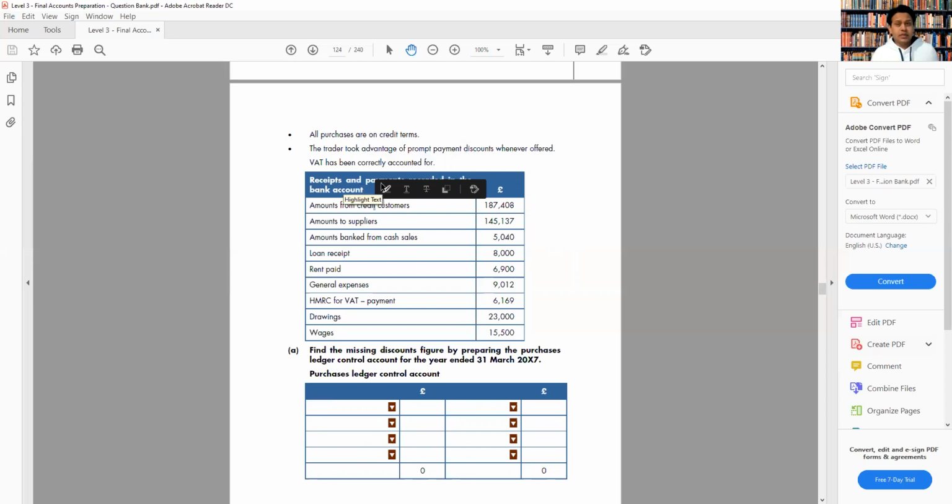So on the bank we have two sides, the paid out and the paid in. And of course, this is just like the bank statement telling us how much you have received and how much you have paid.